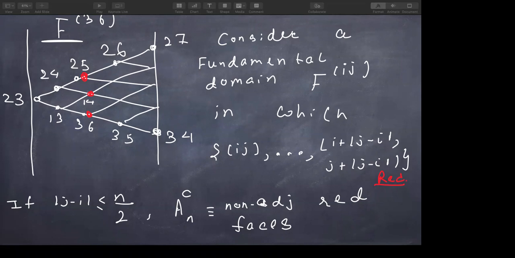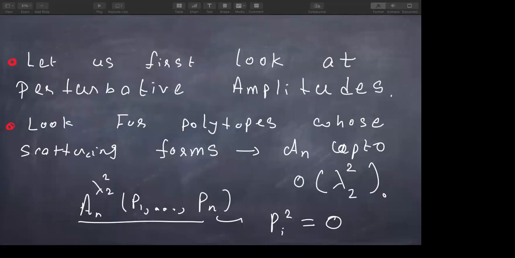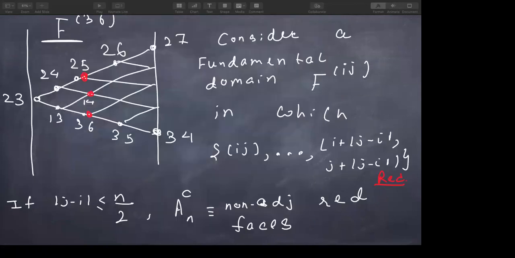So even if you want to look at a very restricted class of polytopes which have no adjacent red faces, you can restrict yourself to a choice of initial triangulation where there's only one red vertex first of all, and that one is always at j minus i less than n/2. The reason we are only looking at these non-adjacent colored accordiohedra is because we want to compute the amplitude, as we'll see, up to order lambda 2 square. If you want to go to higher order, we have to look at more complicated accordiohedra, but I won't have time to discuss this.